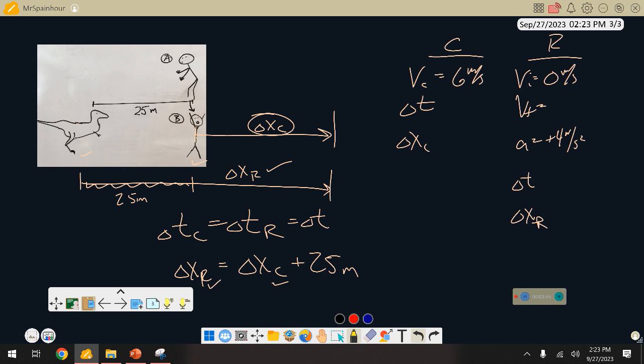Now when you see something like this, it's very important that we make sure to keep these variables separate and use subscripts. We do not want to use delta x at all anymore because there's two different delta x's. These are two entirely separate variables from one another.